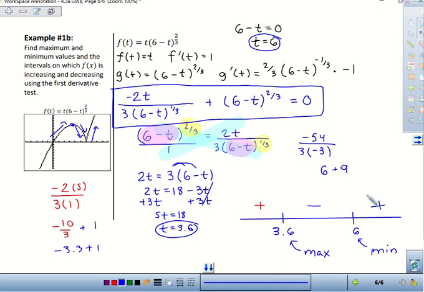So yeah, this one's a little bit tricky for the last part. As long as you understood the process, most of the ones you're going to do are polynomials, like the first one.